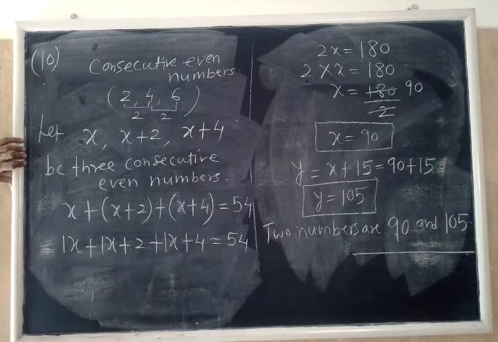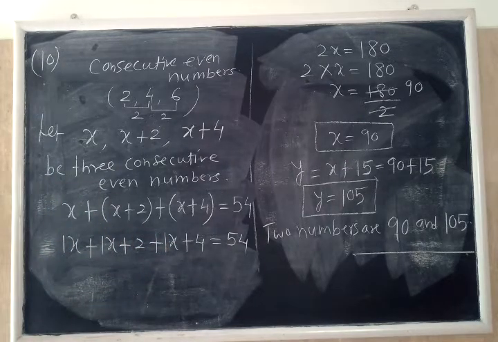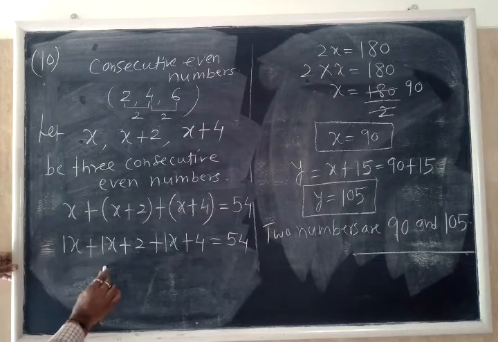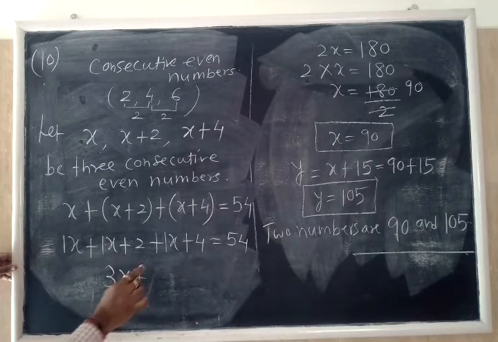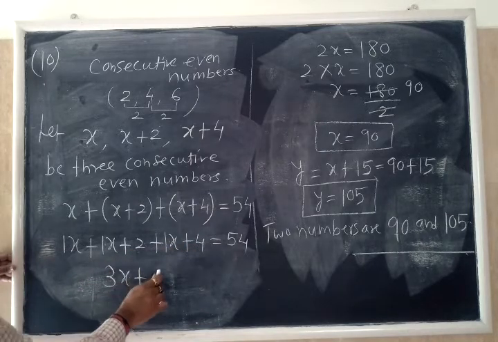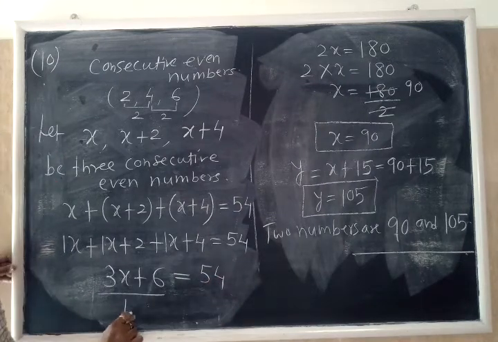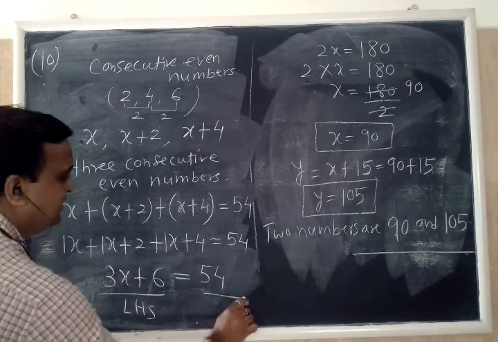x, plus x, plus x. Like terms you can add. So x plus x plus x is 3x. Then 2 plus 4 is 6, equal to 54. And this is my left hand side, and this is my right hand side.